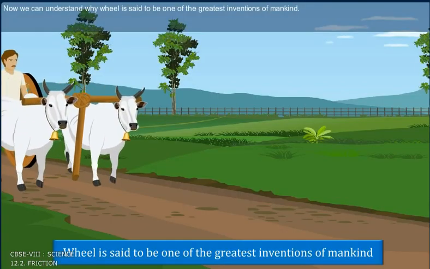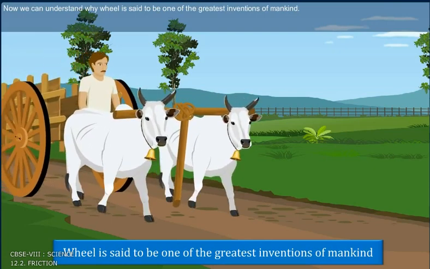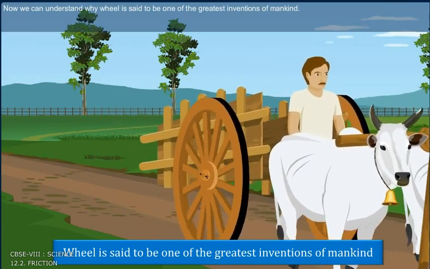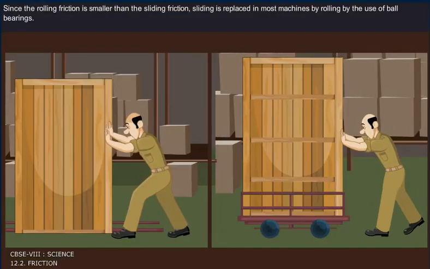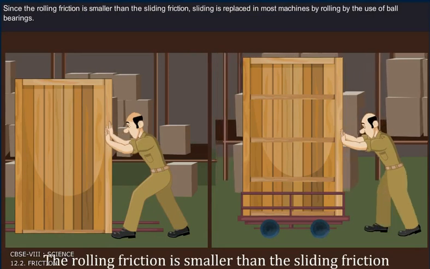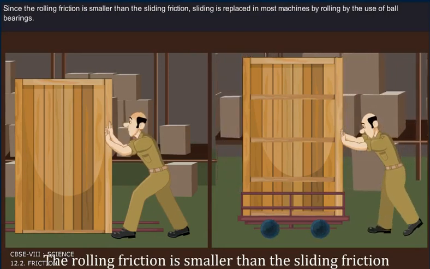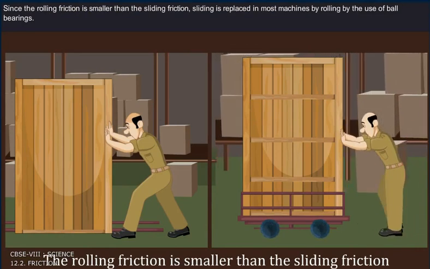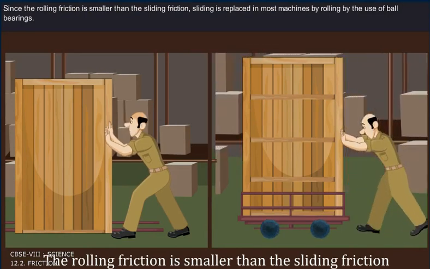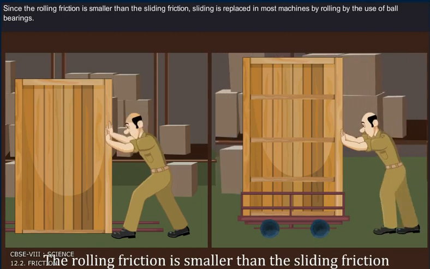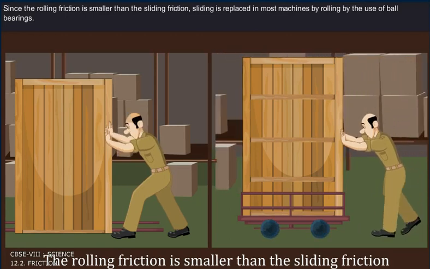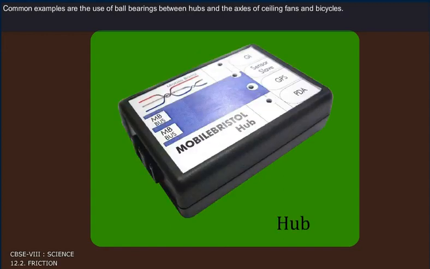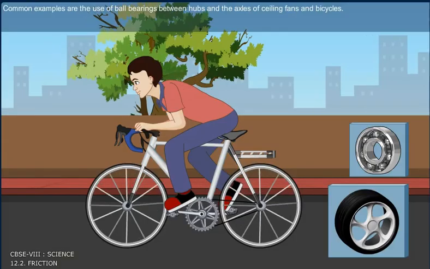Now we can understand why the wheel is said to be one of the greatest inventions of mankind. Since the rolling friction is smaller than the sliding friction, sliding is replaced in most machines by rolling by the use of ball bearings. Common examples are the use of ball bearings between hubs and the axles of ceiling fans and bicycles.